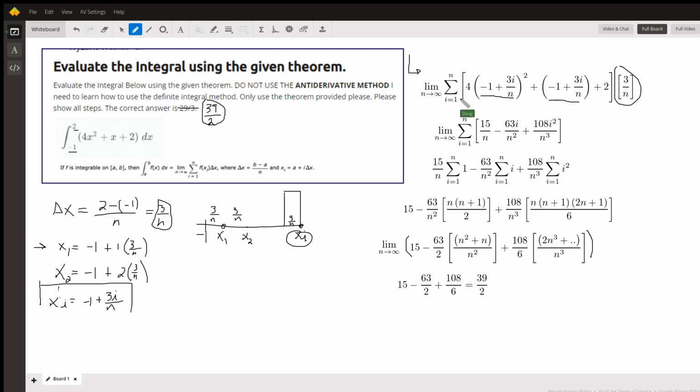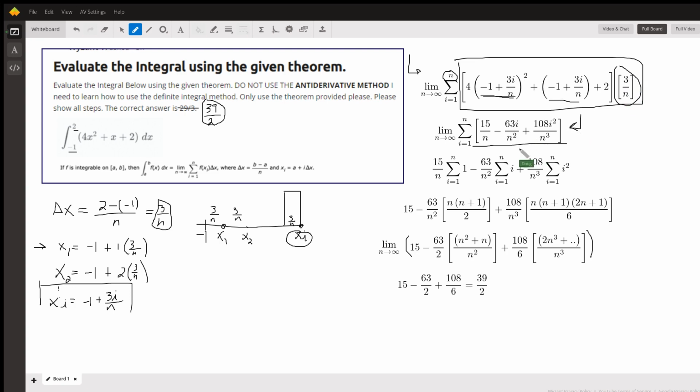So this expression right here is a formula for the area of the ith rectangle. But we're going to add those up that many times. Okay, but we're going to take the limit as n approaches infinity. Now here's what you get if you simplify all that. Square this binomial, combine similar terms, distribute the 3 over n, and this is what you get.